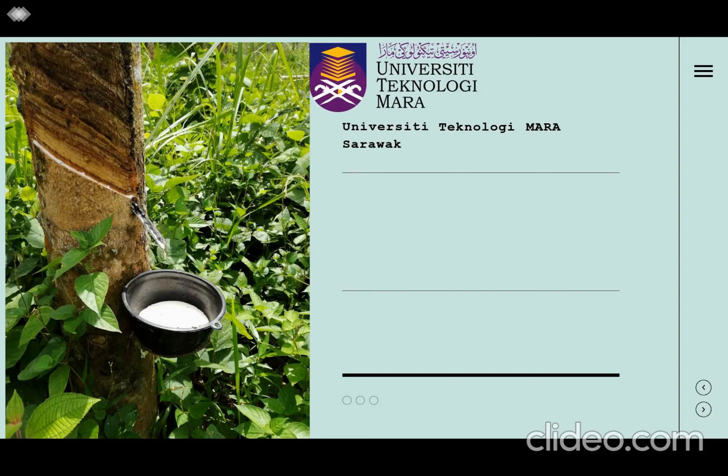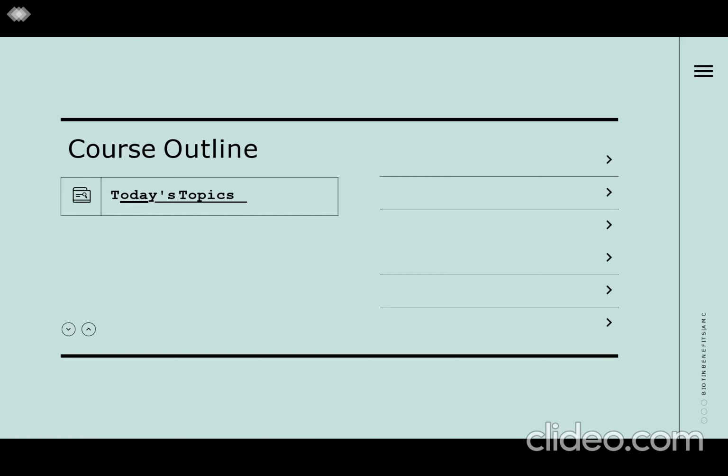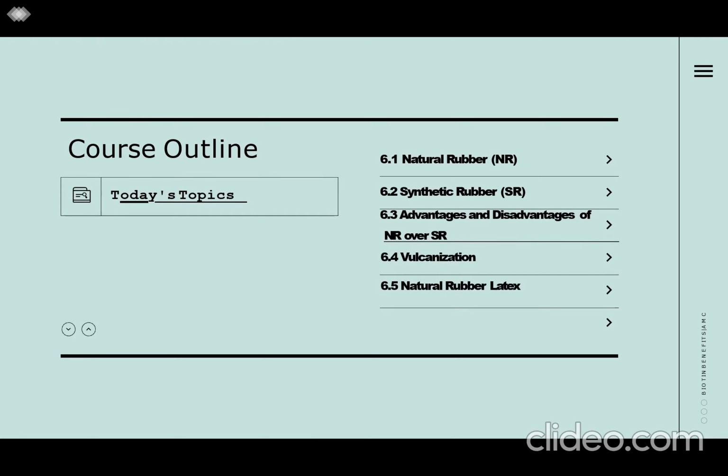Today we will look into a new topic with the title of rubber. Basically in this chapter, we will look into 6.1, which is natural rubber, and then followed by 6.2 synthetic rubber, or in this case I put SR. 6.3, advantages and disadvantages of natural rubber have over synthetic rubber, and then followed by 6.4 vulcanization, 6.5 natural rubber latex. And last but not least will be the advantages and disadvantages of natural rubber latex against synthetic dry rubber.